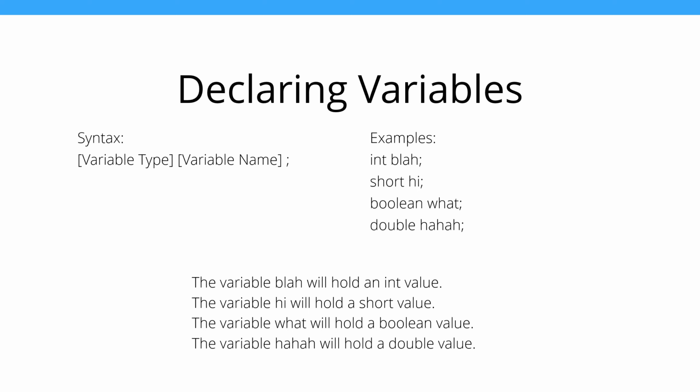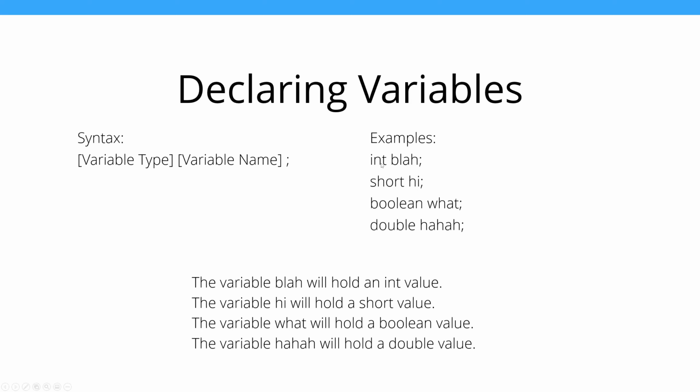So it's relatively easy. On the left side, we see the syntax. The syntax is variable type, and then we give the variable a name. So here we have some examples. The variable type is an int, and we name it blah. The variable type is short, we name it hi. Variable type is boolean, we name it what. The variable type is double, and we name it haha. So these are pretty bad variable names, all right? You can name a variable whatever you want. That's why I named them really whatever I wanted right here. A good variable name typically follows some conventional rules, which we'll get to pretty soon.